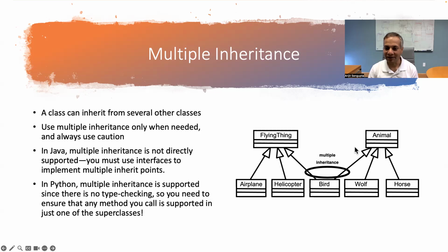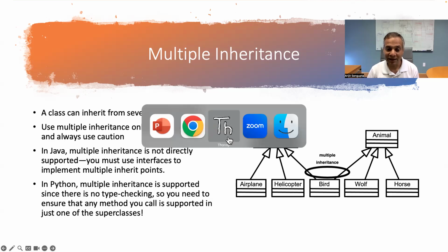Okay, so what is multiple inheritance? Let's say you have a class called flying thing, and you have subclasses like airplane. Airplane is a flying thing. Helicopter is a flying thing. Then you have a class called animal. You have subclasses like wolf, horse. They are subclasses of animal. Let's think of a class called bird, right? A bird inherits from flying thing. Well, it is a flying thing, but bird is also a living animal, right? So it inherits from both flying thing as well as animal. And that is called multiple inheritance. And in Python, we do have multiple inheritance, so we can take advantage of that.